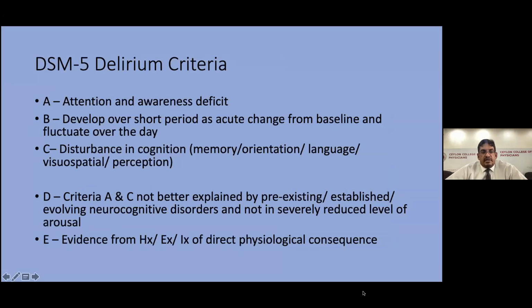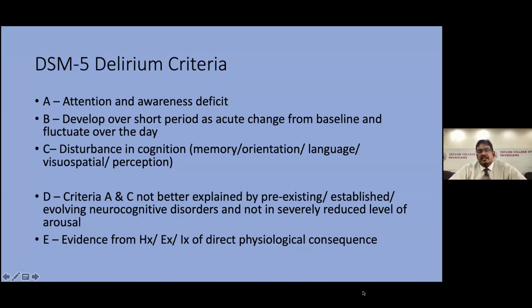Other than the CAM, there is also a set of criteria, the DSM-5. DSM is again sort of like the Bible of the psychiatrists, if I'm not mistaken. So there are 5 areas that we need to wonder about: attention and awareness, as we spoke of, about the development of something in an acute form from the baseline and having fluctuation, and about disturbance in cognition. Cognition as in memory, orientation, language, visual spatial skills and perceptions, which Dr. Lasantha spoke of. Along with that, criteria A and C, attention, awareness, as well as cognitive problems, are they not explained by the pre-existing problems?